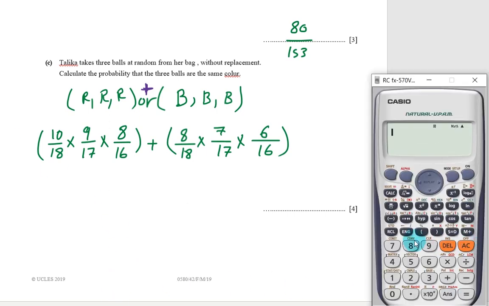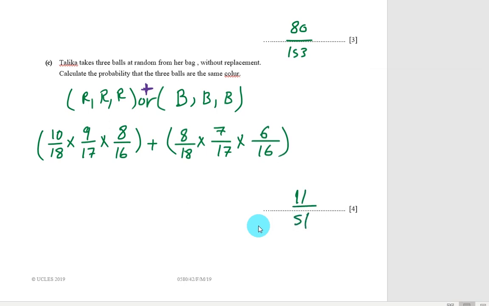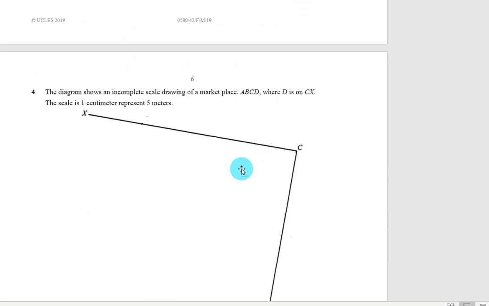Let us start to make this equation. 10 by 18 by 9 divided by 17 by 8 by 16, and then close this bracket, plus the second one, 8 by 18 by 7 by 17 by 6 by 16. Close your bracket, find your answer: 11 over 51. So the probability that she collects the 3 balls in the same color will be 11 over 51. Let us start another question.